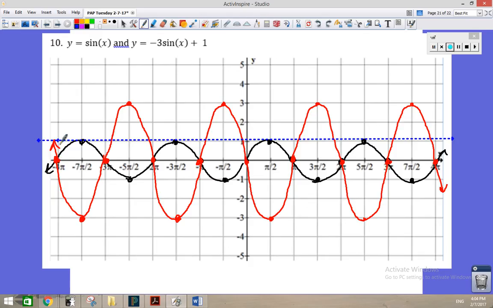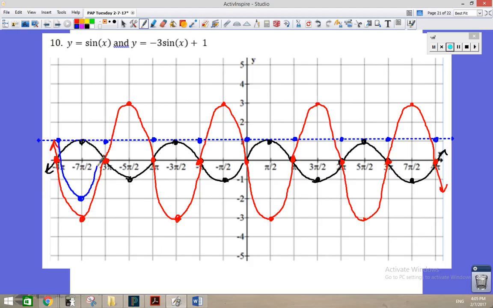So this red point got lifted up 1 unit. This got lifted up 1 unit. This got lifted up 1 unit. See, these are all the points where it's crossing my center line. I'm just lifting it up. All these x-intercepts are getting lifted up 1 unit. Okay? So now this minimum, it's going to get lifted up 1 unit.